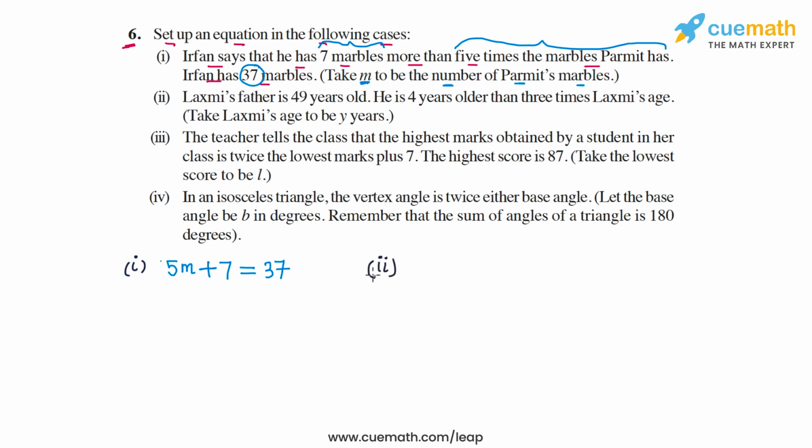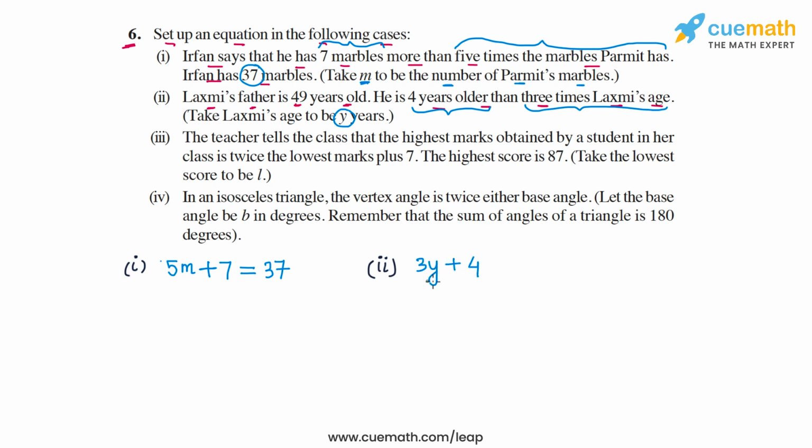In part 2, the statement says Lakshmi's father is 49 years old. He is 4 years older than 3 times Lakshmi's age. We are told to take Lakshmi's age to be y years. So Lakshmi's father's age in terms of y will be 4 more than 3 times Lakshmi's age. So 3 times Lakshmi's age is 3y. 4 more than this is 3y plus 4.